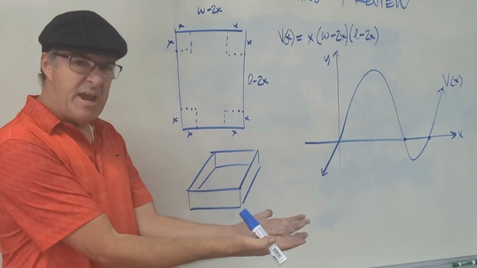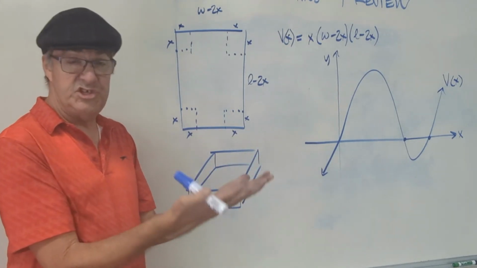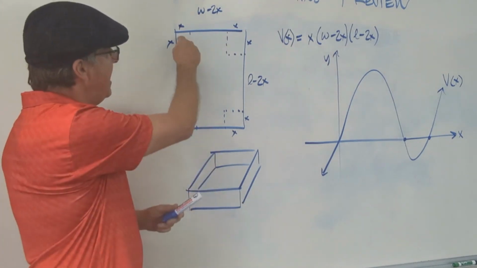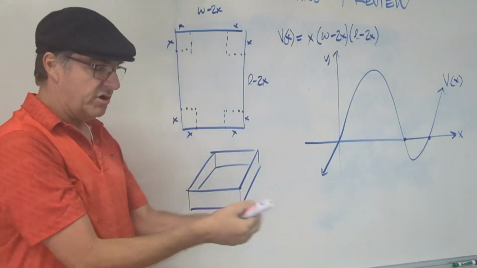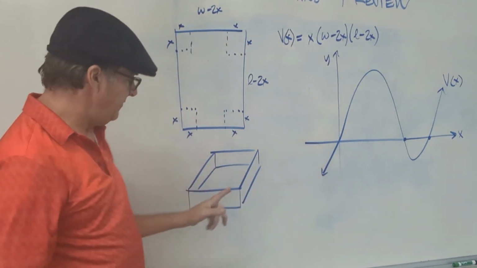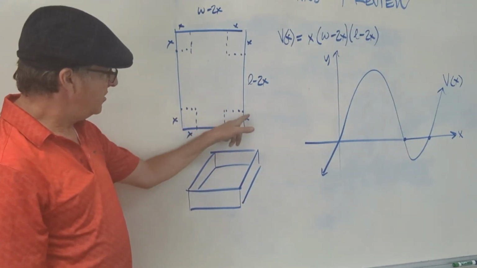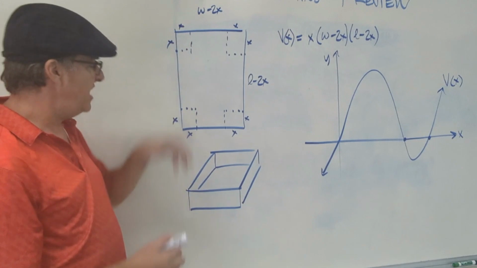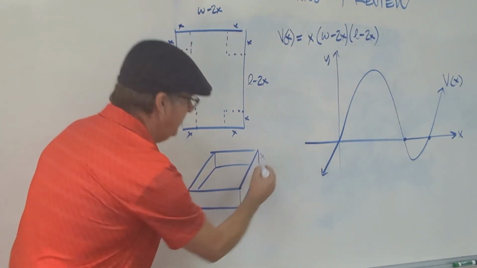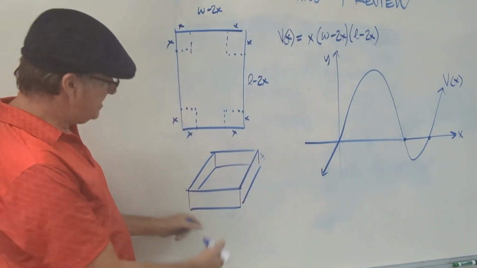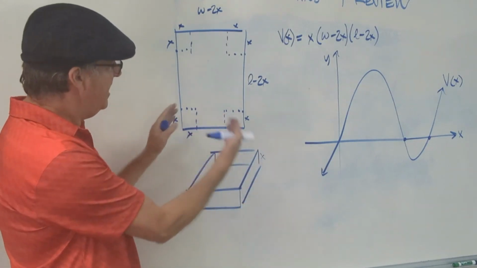We have a sheet of paper or a sheet of cardboard or maybe a sheet of metal, and we're trying to cut out corners, square corners, so we can fold the sides up and make a tray like this one. And so we cut out these squares from the corners that have side lengths of x. What that does is make the height of our tray x.